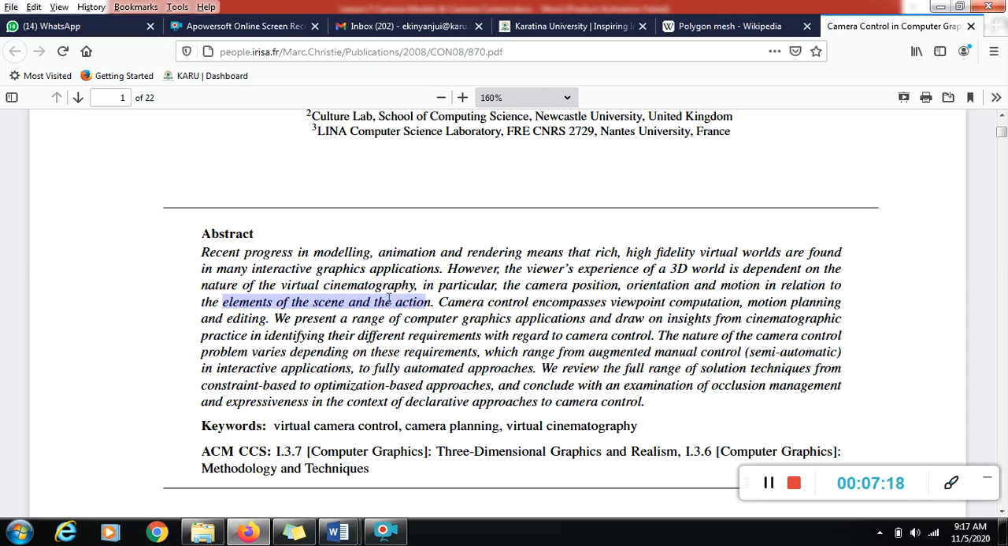Now, of course, we are not here to study this paper, and this paper was written in 2008, so it's not that current. There are more papers that are more current about computer graphics and related virtual cinematography. And if you're interested, you can go searching for them. But at our level now, we are not doing that level of research. We reserve that for master's level.